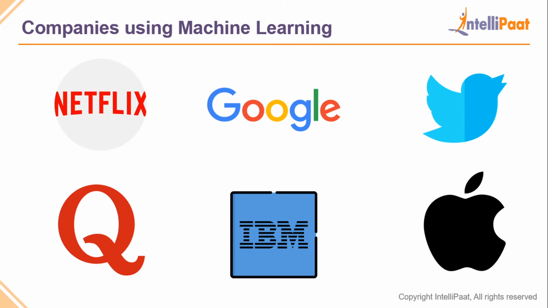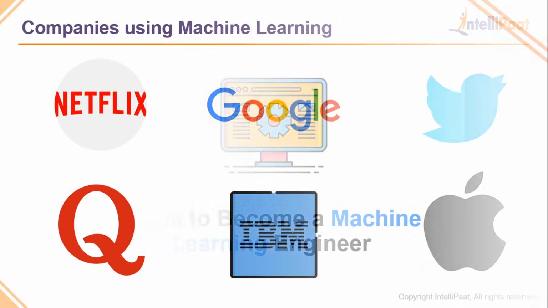Then there's IBM. IBM uses machine learning a lot, especially in their internal tools, and it also has a machine learning platform called Watson, which it has made public, so people can use it, supposedly, if they are paying the appropriate price. Then there's Apple. Apple uses machine learning a lot as well, especially when you are using Siri, which is Apple's voice assistant. That uses machine learning extensively as well.